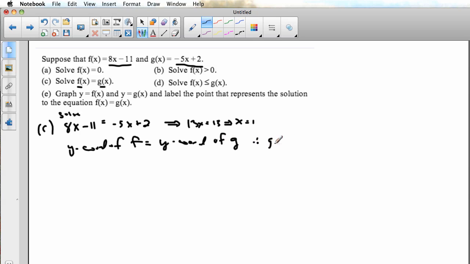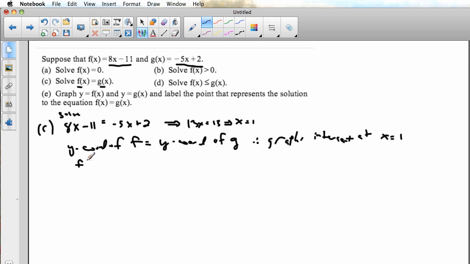So from a graphical point of view, the graphs intersect at x equals 1. And we don't actually know what that y-coordinate is at this point. I would have to plug in 1 for x into the f or g formula to find out. But I'm absolutely sure that the y-coordinates will be equal then. So let's just do that real quick.